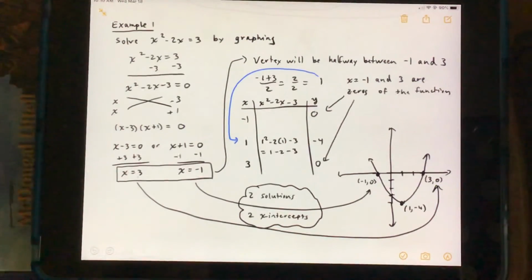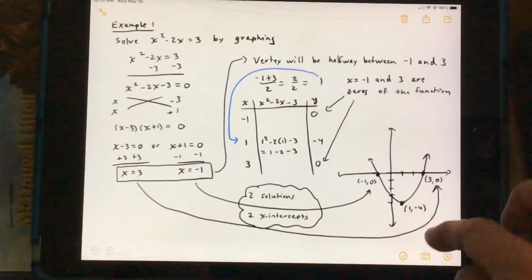Now I'm going to plot all 3 of those points. Again, I'm only using 3 points for this lesson. That's all that's necessary. My two x-intercepts are (negative 1, 0) and (3, 0). Those are the solutions to the quadratic equation. My vertex is at (1, negative 4), which again you can see on my parabola as I've graphed. So there's 2 solutions because there's 2 x-intercepts.